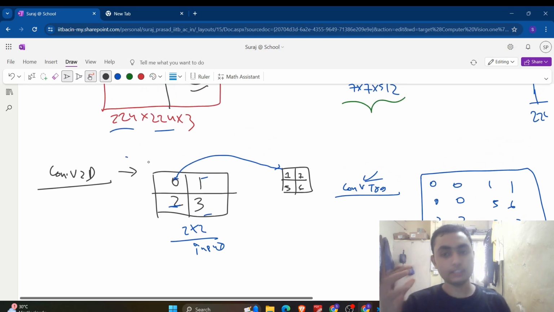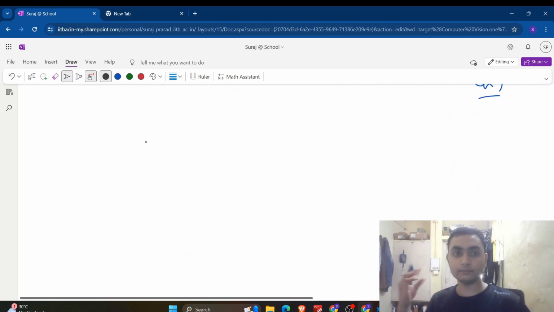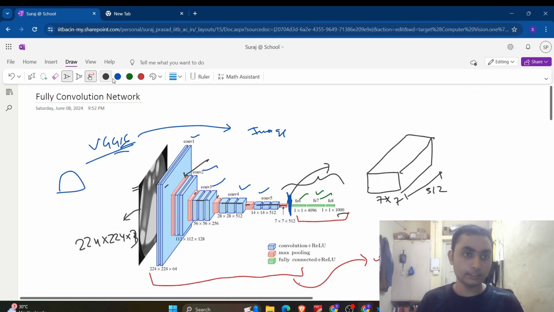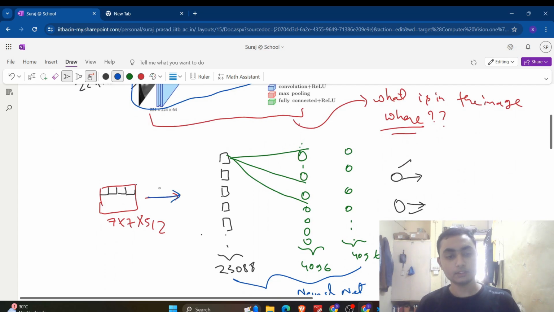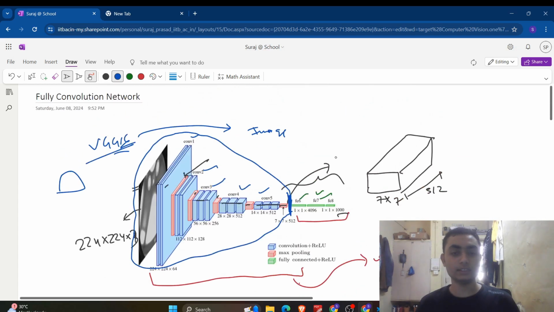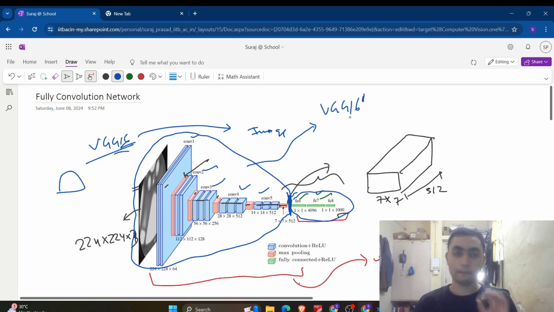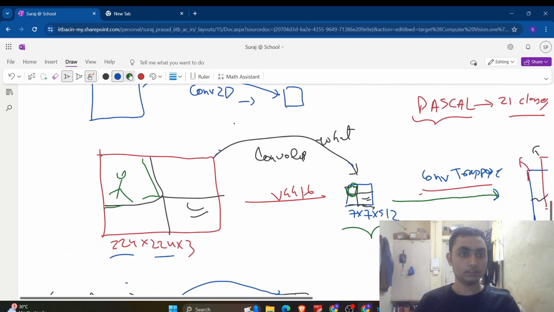So this was the idea that the paper has taken. What the paper has done is they have taken VGG16 up to here, this whole architecture up to this point. After that, the flattening operation and the dense layers we were doing, we are not interested in this part, so don't do it. I am going to call this VGG16 prime, so keep that in mind.